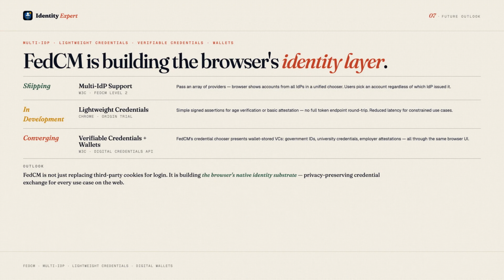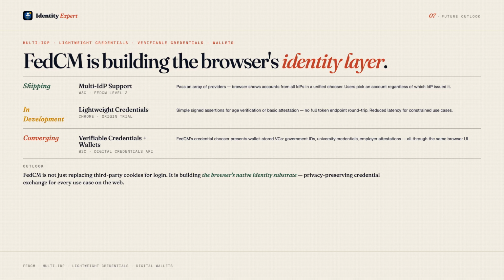FedCM is evolving rapidly across 3 fronts. First, multi-IDP support. The current API supports requesting credentials from a single identity provider per call. Multi-IDP mode will let relying parties pass an array of providers, and the browser will show accounts from all of them in a single unified chooser. Users pick an account regardless of which identity provider issued it.